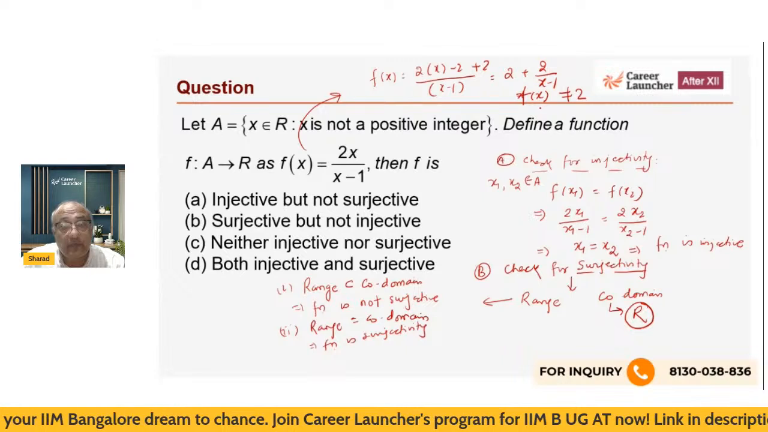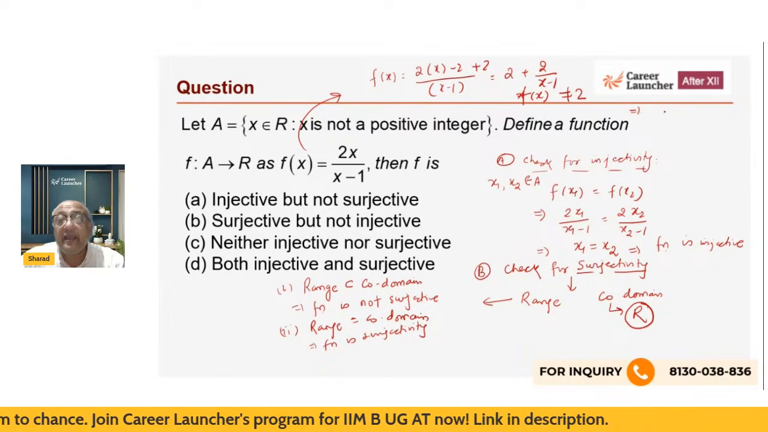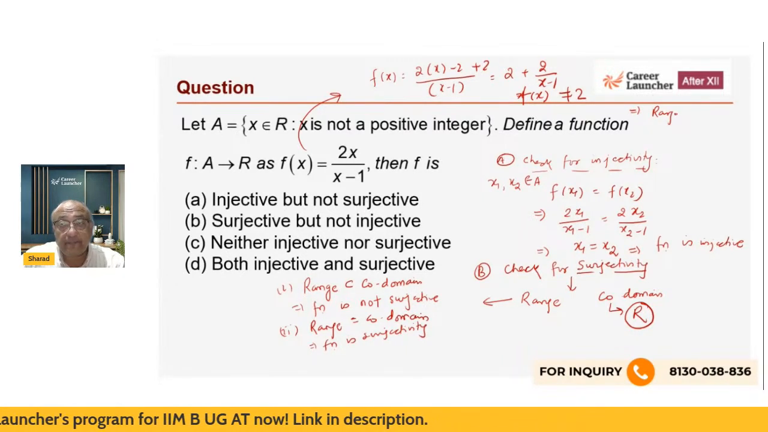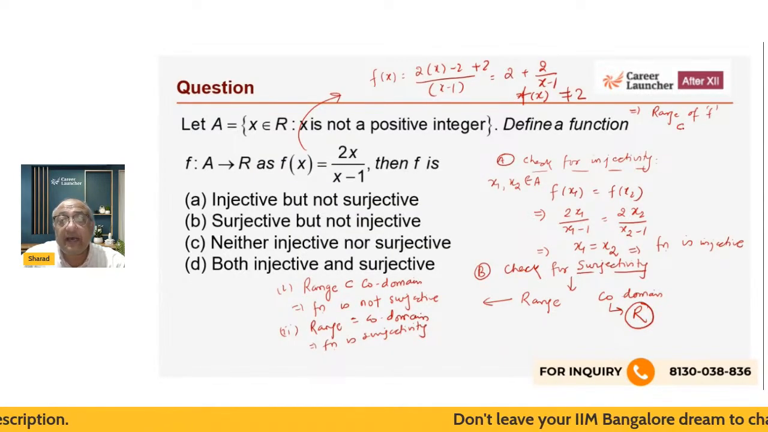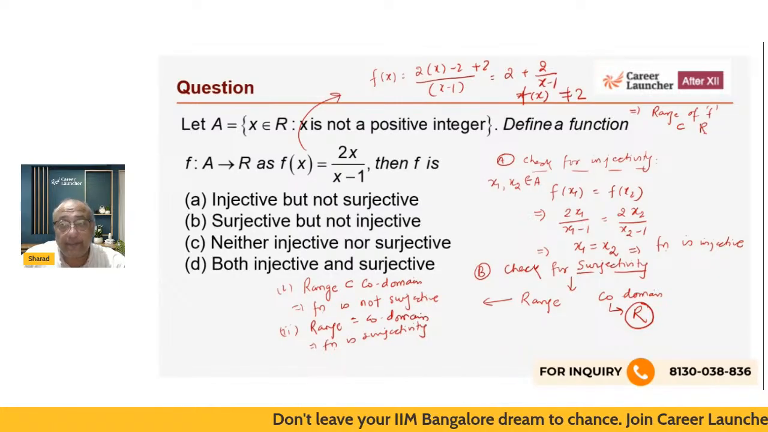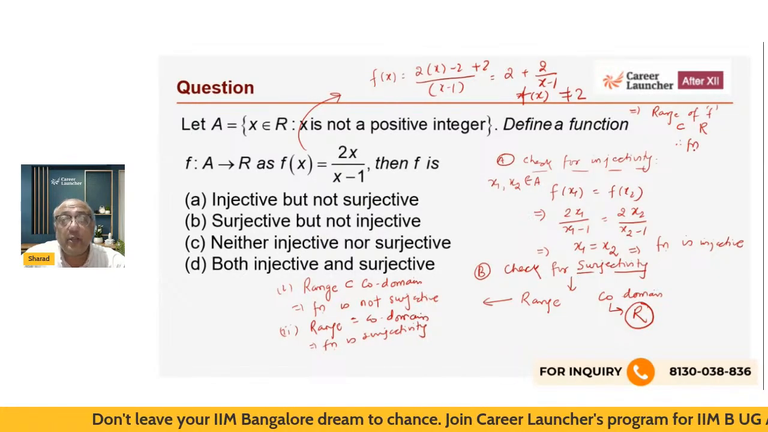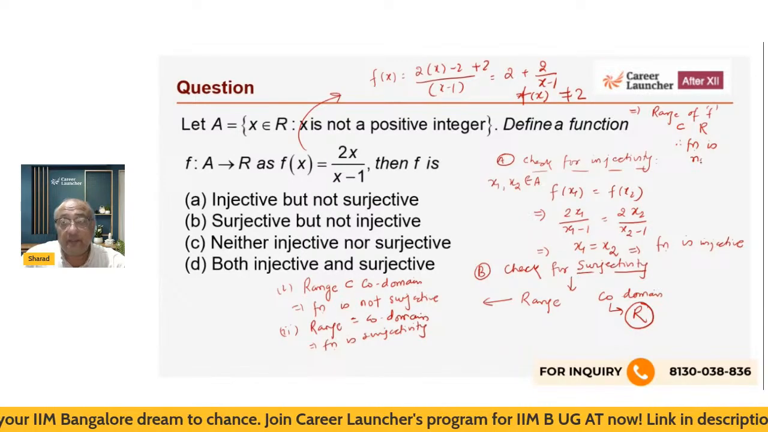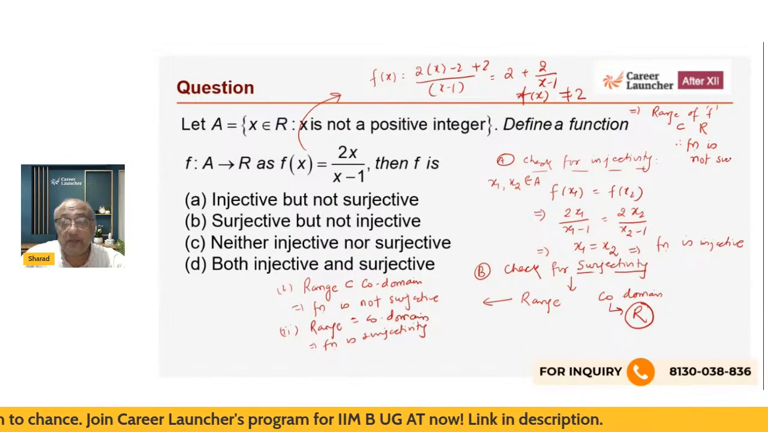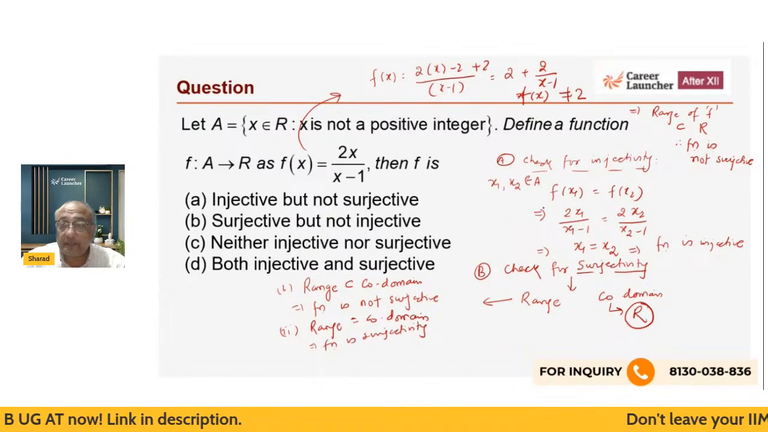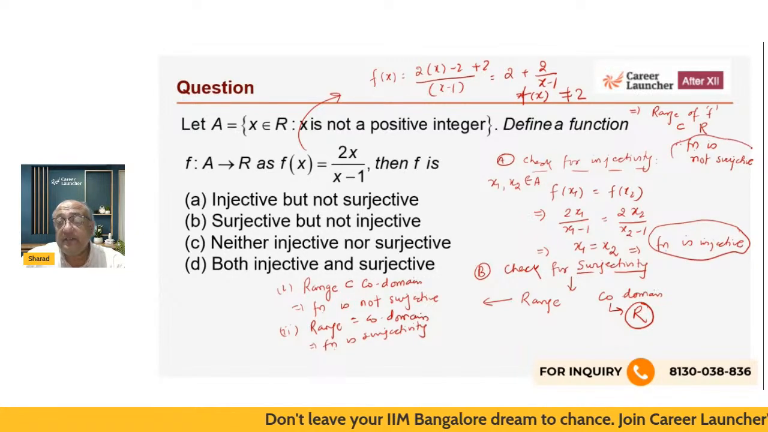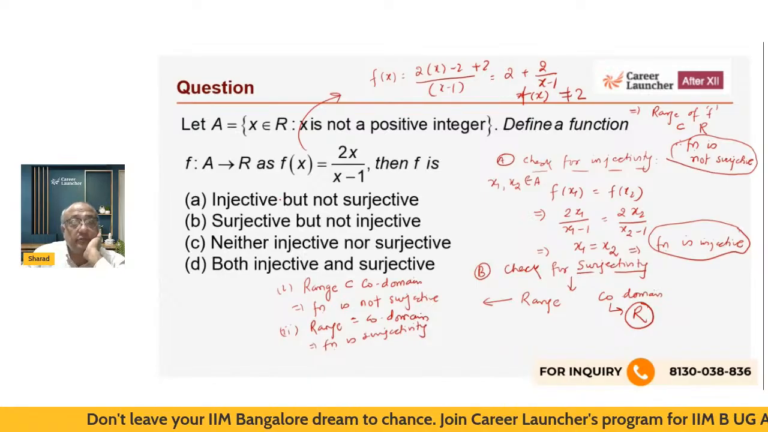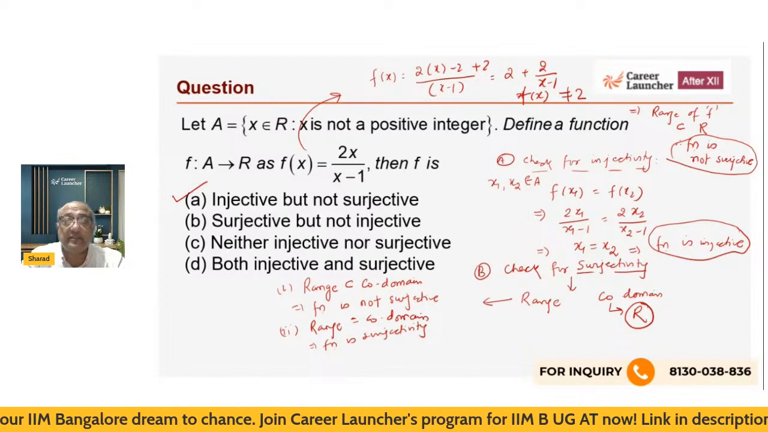If it does not have 2 as a value, then the range of function f is a proper subset of the real numbers. So the function is not surjective. So what is our overall analysis in this case? Simple. The function is injective and the function is not surjective. So the first option, injective but not surjective, is the correct option.